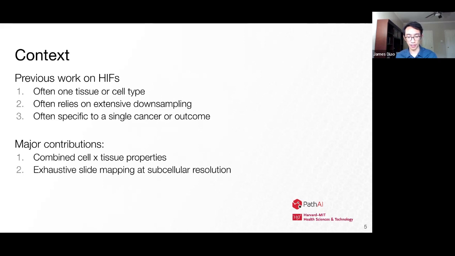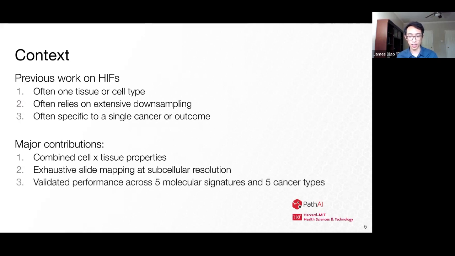So meaning having a prediction for which tissue class this is at every 4 microns and which cell is present, if any, at every 2 microns is something that we thought would enable an unprecedented level of exploration of the tumor microenvironment. And then also just to explore the limits to which these features can generalize across different tasks in different settings, trying to validate the performance across 5 different molecular signatures and 5 cancer types. So this is what we set out to do.